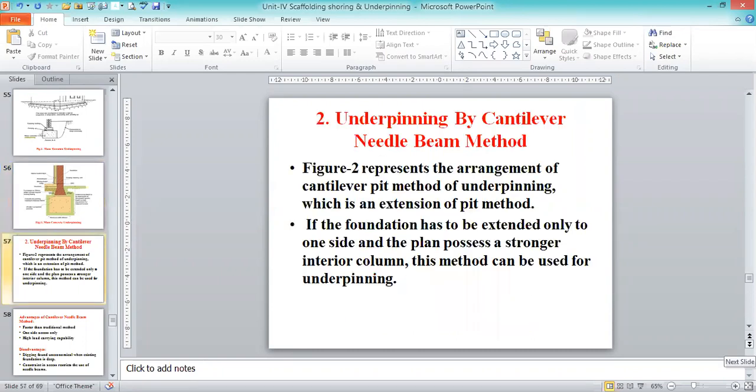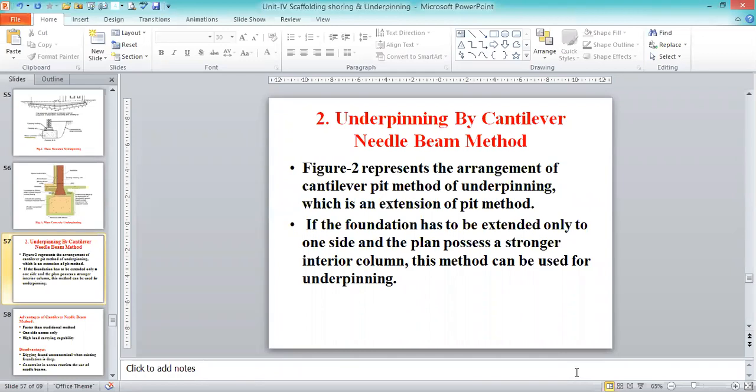This next one is called underpinning by cantilever needle beam method. So here we are going to provide a cantilever beam, a needle beam. In that one, the existing column is going to be very strong, and on the other side the foundation treatment we are going to provide. In such cases we are going to use a cantilever, which means one end is fixed, the other is free. Then that is going to be provided by using the hydraulic jack, and we'll provide the foundation treatment on only one side.